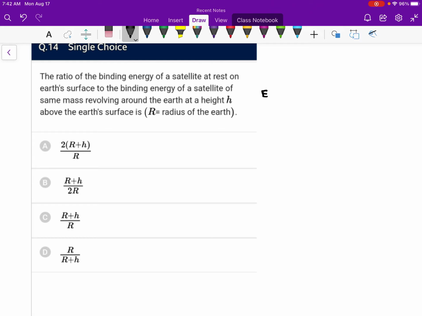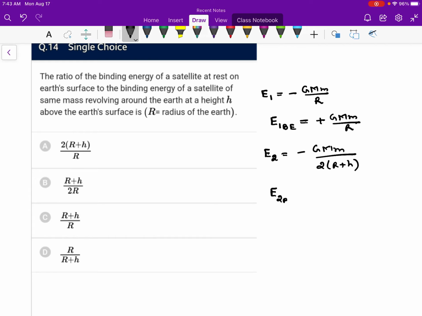On Earth's surface, the energy of the satellite at rest is minus GMm by R. So binding energy E1BE is plus GMm by R. And for the same mass revolving around the Earth at a height h, the total energy of the Earth-satellite system is minus GMm upon 2(R plus h). So binding energy E2BE is plus GMm upon 2(R plus h).